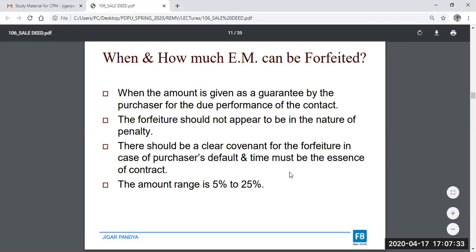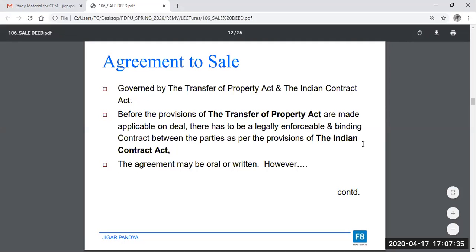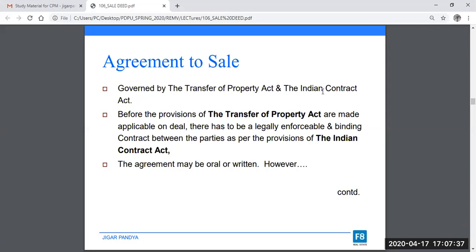Okay, let's go ahead. So, what is agreement of sale? It is governed by the Transfer of Property Act and the Indian Contract Act. So, when you're looking at an agreement to sale, you have two acts which are important in considering that particular contract. Both the provisions of the Transfer of Property Act are made applicable on these, and there has to be a legally enforceable and binding contract between the parties as per the provisions of the Indian Contract Act.